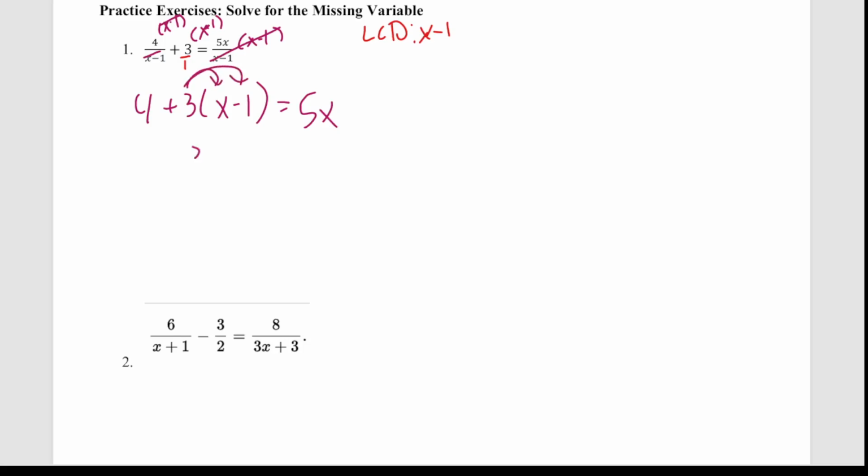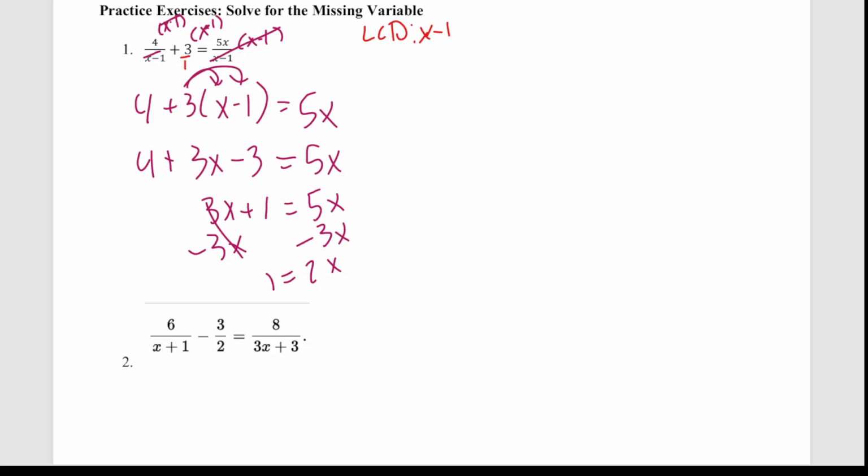Then I'm going to want to distribute, so I get 3x minus 3, drop down the 4. Then I want to combine like terms within one side, which would be 4 minus 3 gets us 1. Then I want to move all x's to one side, which gets us 1 is 2x. Then I want to divide both sides by 2, so I end up with x is equal to a half.